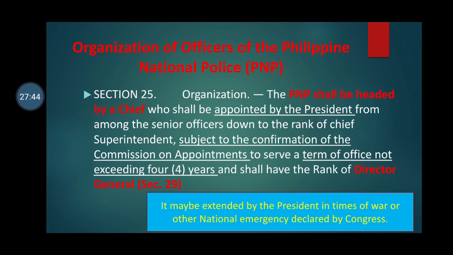That's under Section 29 of Republic Act 6975. But take note that the term of office of the Chief PNP may be extended by the President. Okay? Ayan. So ano po yung mga kailangan doon? In times of war. Kaya kung sakaling nagkaroon ng gera, pwedeng i-extend yan ng President, or if there would be a national emergency which was declared by Congress, then the term of office of the chief PNP may be extended by the president.